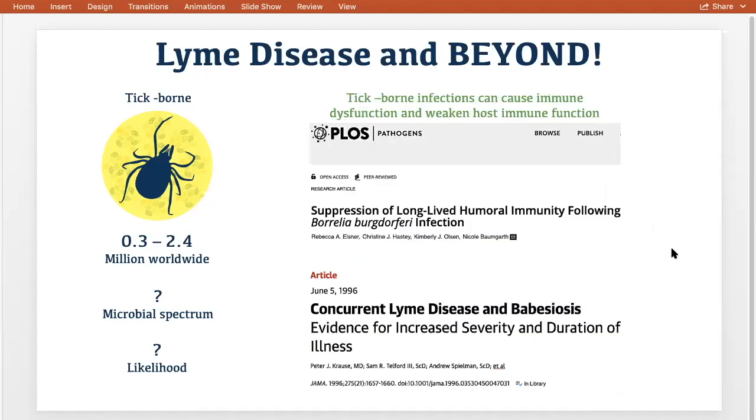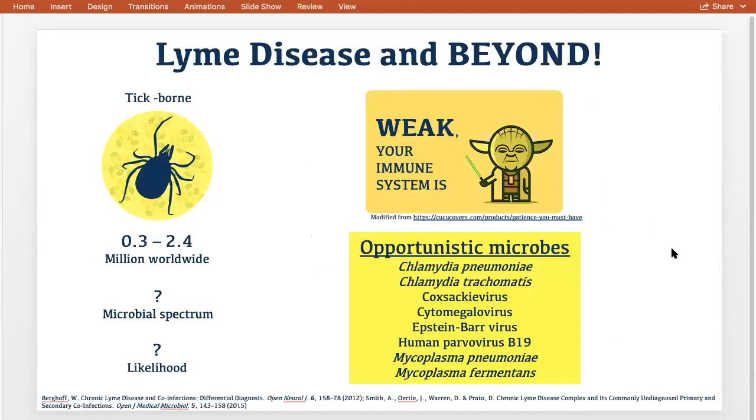Now, moving forward, when a patient is exposed to a tick-borne infection for a very long time, there's a good chance that the patient will develop a weak immune system, and this gives rise to opportunistic microbes. So, Chlamydia species, Coxsackie virus, cytomegalovirus, Epstein-Barr virus, human parvovirus B19, and Mycoplasma species. And while there is good literature associated with these for tick-borne diseases, these are also the microbes that we included.